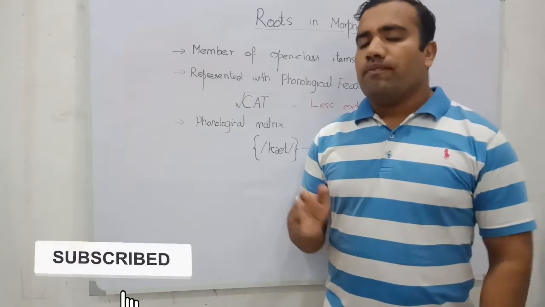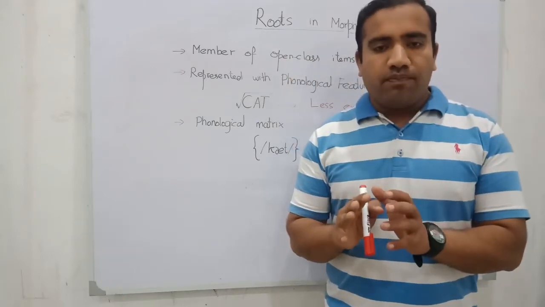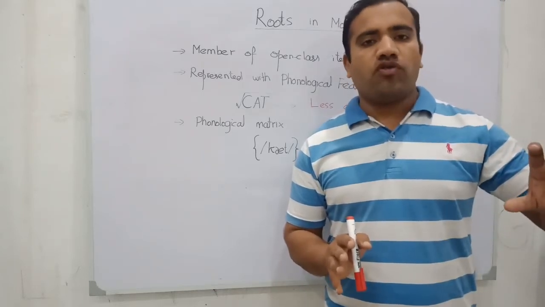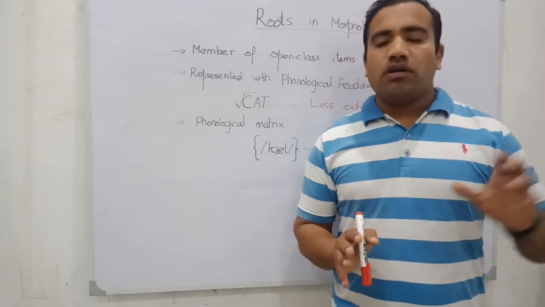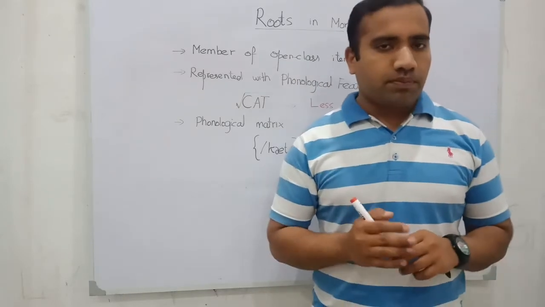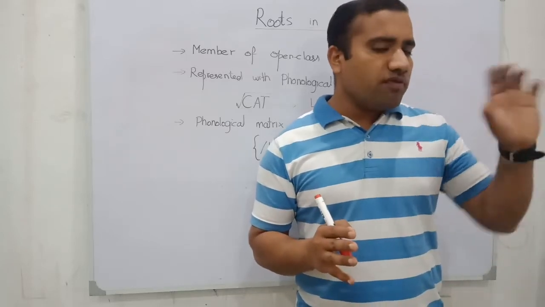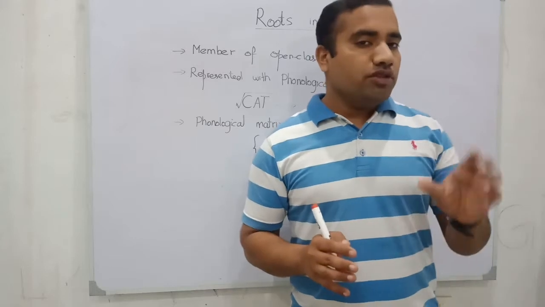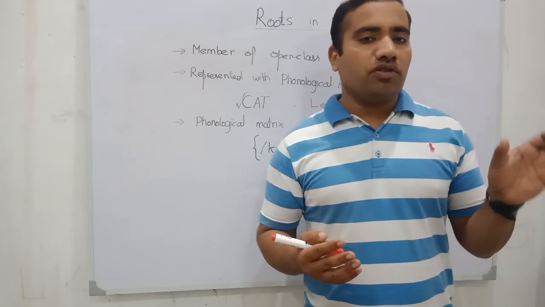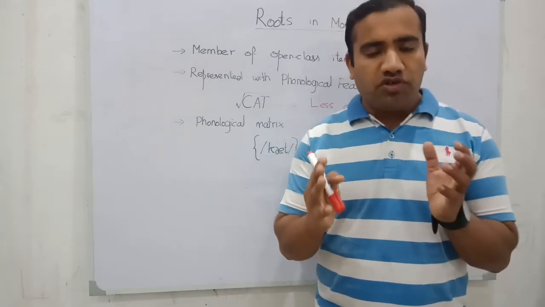Roots are called open class items. In morphology, there is a subpart that is called the open class item. Roots are open class items. We cannot say that this is the particular root. In the previous video, I gave you the example of need, and how you can identify whether need is a noun or need is a verb. It is very hard to distinguish roots.